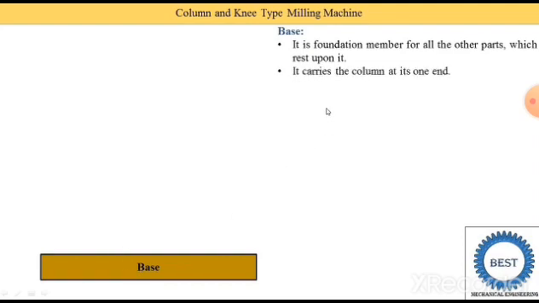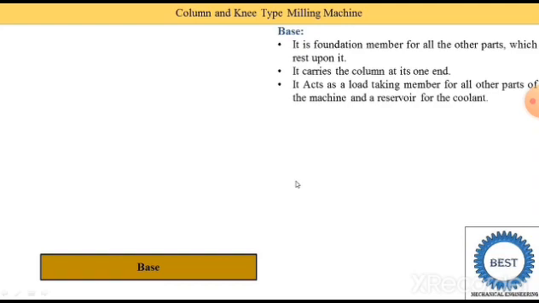It carries the column at one end. This is one end and this is the other end. At one end, the column is mounted. It acts as a load taking member for all other parts of the machine and as a reservoir for the coolant. It takes the load of all other parts, and sometimes in this base we store the coolant that is required during cutting.